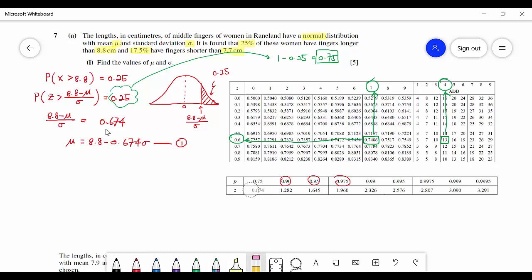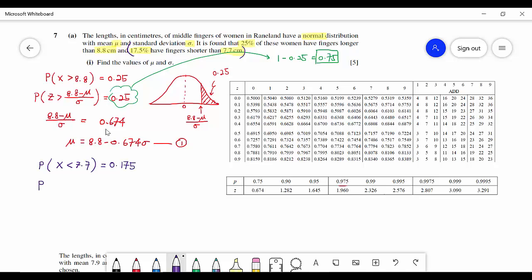Okay, all right. So I already have my first equation with mu and also the sigma. Now I'm going to get the second equation. To get it, I need to use the second piece of information. The second information is that 17.5% have fingers shorter than 7.7 cm. If I want to write it in symbol form, it will be the probability that the length of finger is less than 7.7 cm is equal to 0.175.